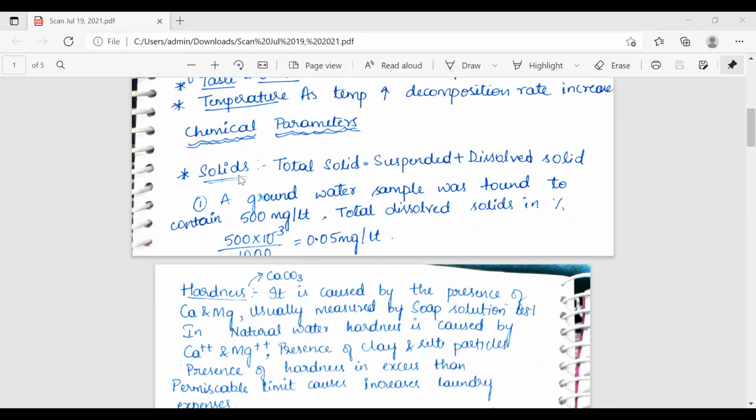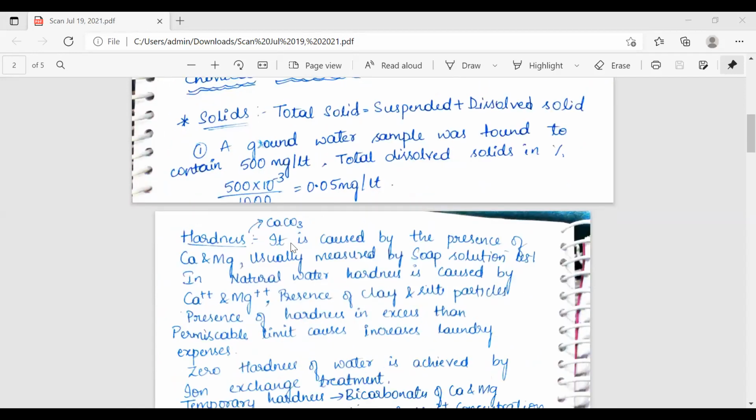So which is not as important. Next thing is hardness. So what is this hardness? Hardness is also expressed in terms of CaCO3, calcium carbonate. It is caused by the presence of calcium and magnesium, Ca and Mg. The hardness is measured by using a soap solution test.